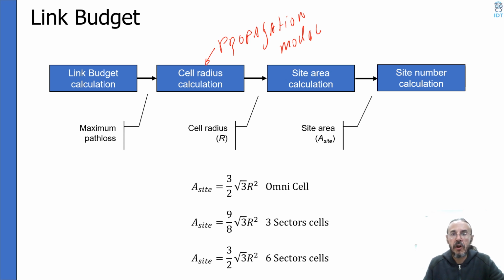And using geometry, we can calculate the site area using one of those equations here. It depends on the number of sectors of each site. And so when we have the site area, we can calculate the site number by simply dividing the total area to cover by this site area, okay?